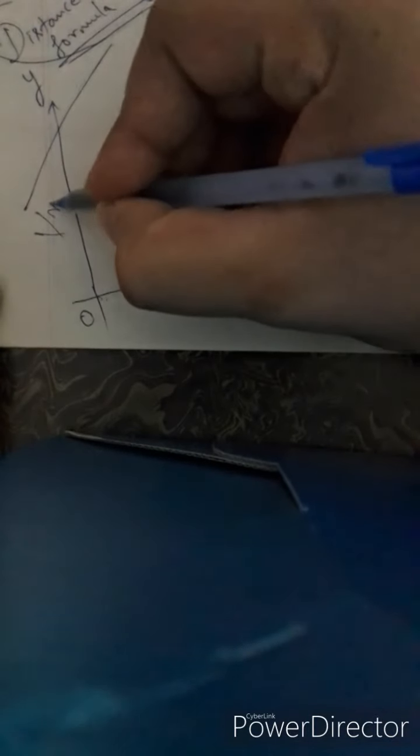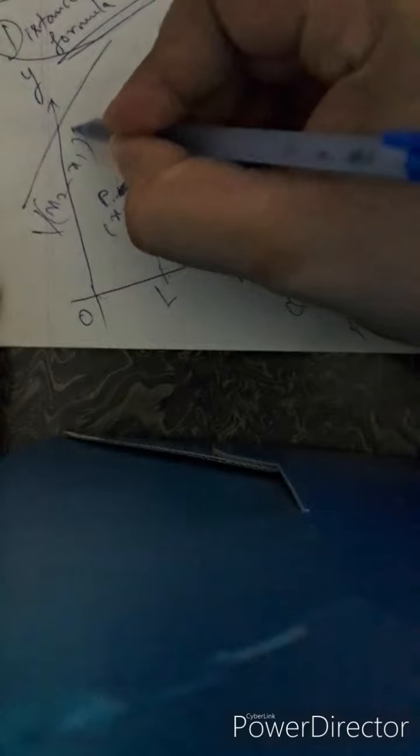So by distance formula, the distance between the points PQ is denoted by root under (x2 minus x1) whole square plus (y2 minus y1) whole square. This is the formula for PQ. I hope you are able to get this. This is the distance formula. You have to remember this formula so that you are able to solve problems regarding this.